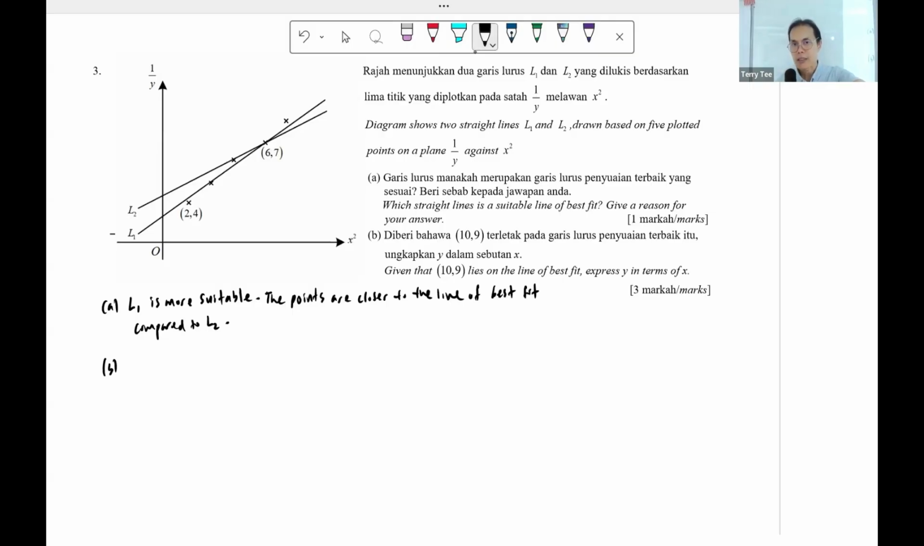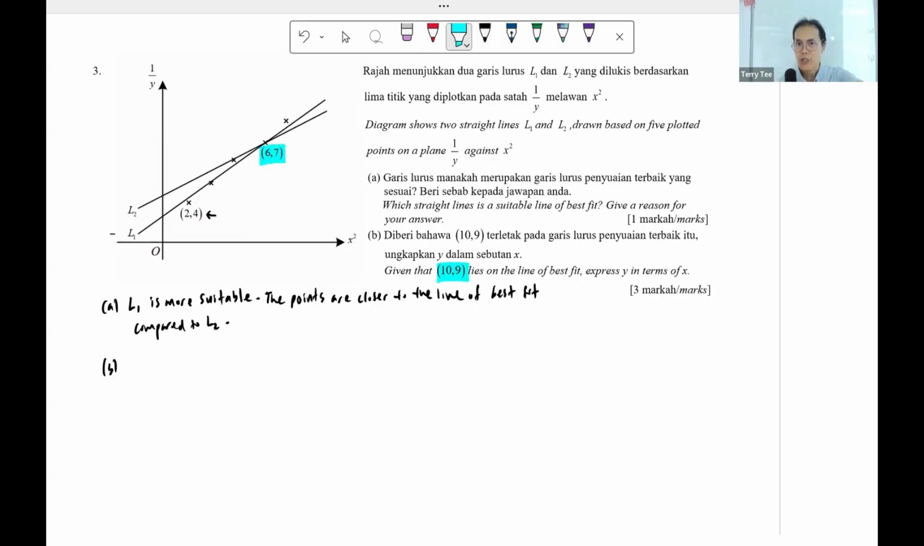Given that (10, 9) lies on the line of best fit, express y in terms of x. We know we need to find the gradient first, right? So which point do I use? Can we use this (2, 4)? No. Why not? Because (2, 4) is not on the line of best fit. This is like a trick question. (10, 9) is on the line of best fit, so we need to use these two coordinates.